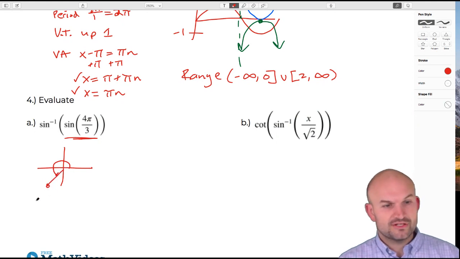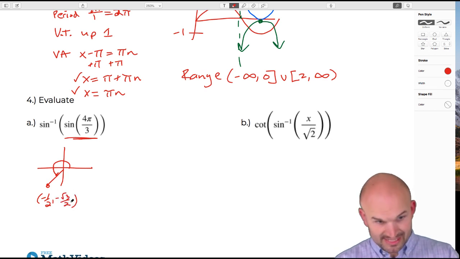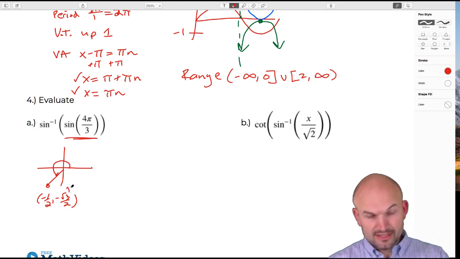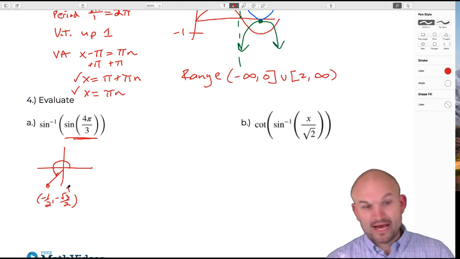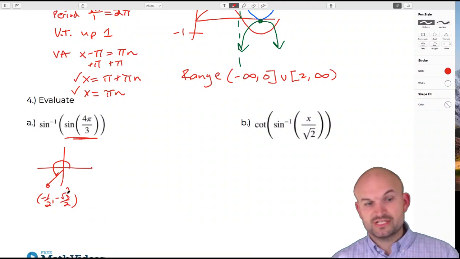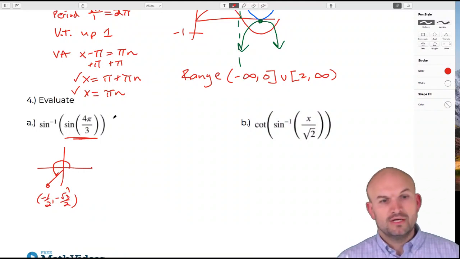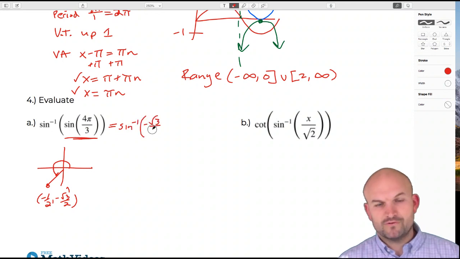That is a point on the unit circle, which is negative 1/2, comma, negative square root of 3 over 2. So therefore, we can see the y-coordinate here, right? The sine of that angle is the y-coordinate on the coordinate point of the unit circle, which is negative square root of 3 over 2. So I can rewrite this as the sine inverse of negative square root of 3 over 2.